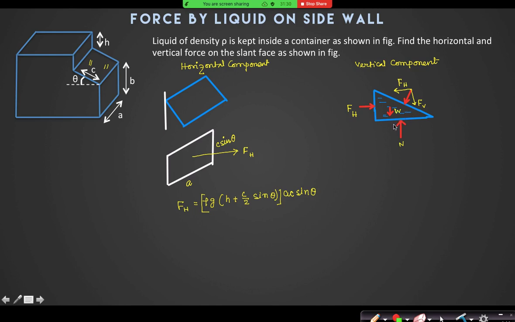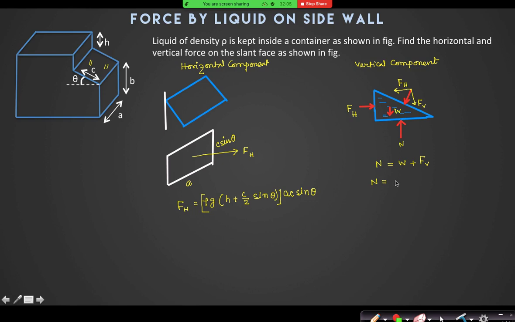Have we got the free body diagram correct? Just check. So the equation of this free body diagram would be N is equal to W plus Fv. So what is the value of Fv? What is the value of N here? Can you tell me what is the value of N?